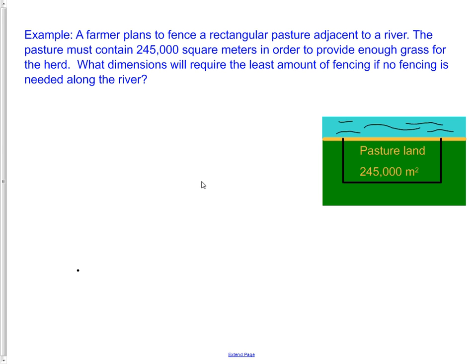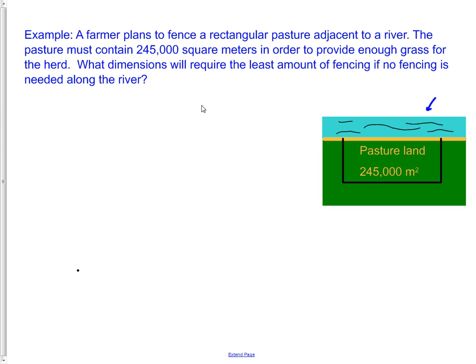Well, let's try another example. This time we have an application. A farmer plans to fence in a rectangular pasture adjacent to a river. And I put a little drawing down here of the situation. The pasture must contain 245,000 square meters in order to provide enough grass for the herd. We ask what dimensions will require the least amount of fencing if no fencing is needed along the river.